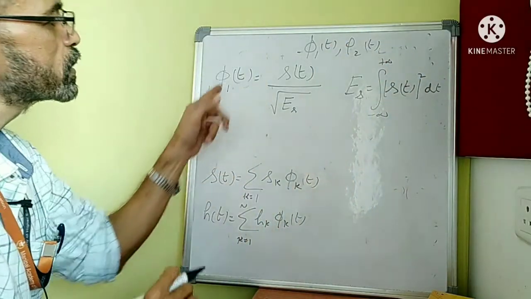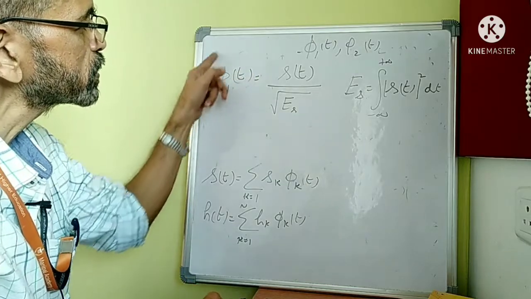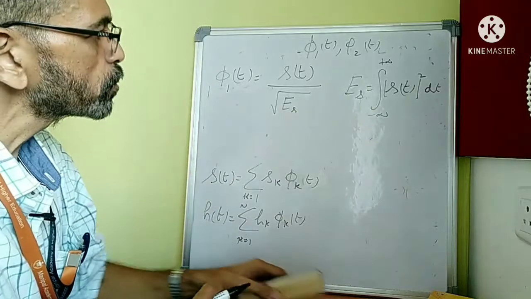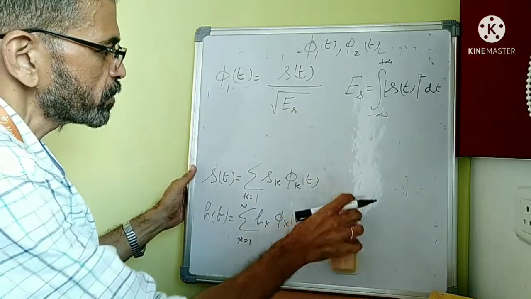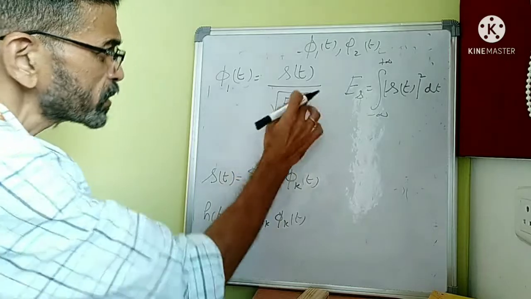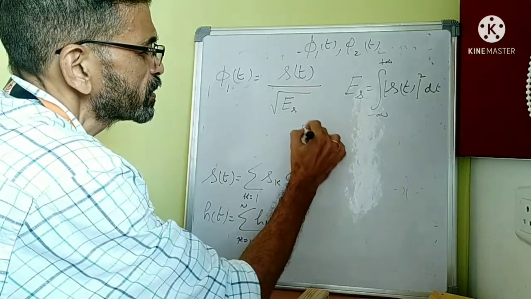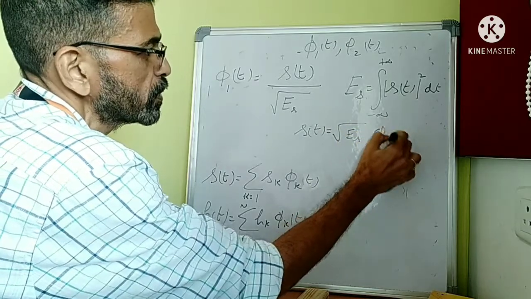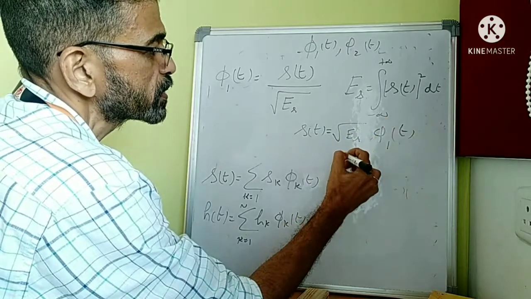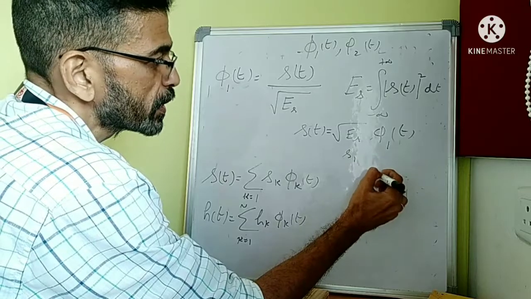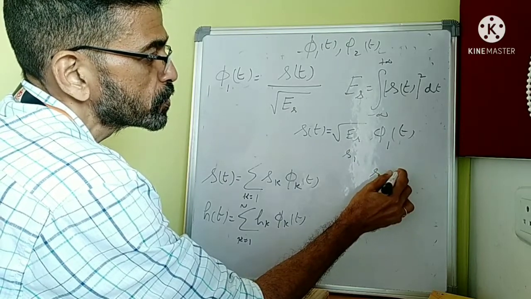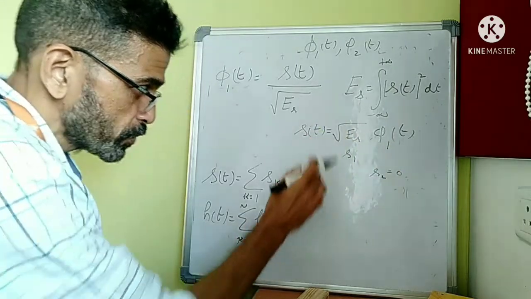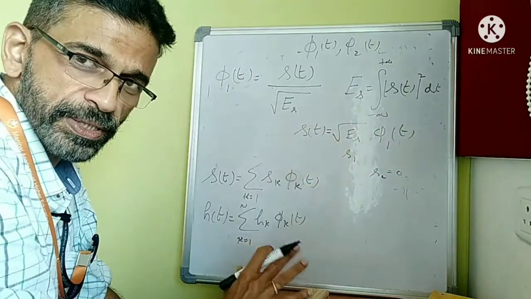So when we do this, we get the first basis function, and you can see that the energy of this is 1. So it's normalized. And now we can get the second basis function. So this itself says that s(t) is equal to root Es phi 1(t), which means that this is s1 and s2 is 0. Even before we find out what is phi 2(t), we can say s2 is 0 because s(t) has been completely characterized by this.